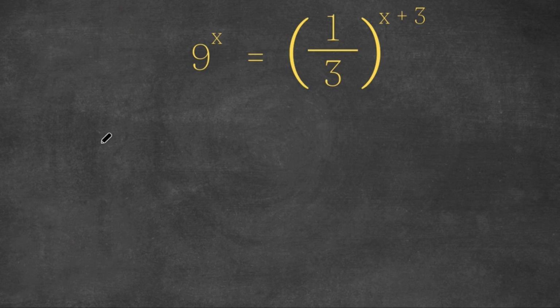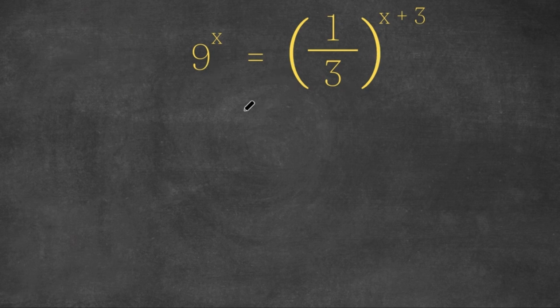In today's video, I'm going to be teaching you guys how to solve this exponential equation. So we have 9 to the power of x is equal to 1 over 3 to the power of x plus 3. Now, whenever we're solving exponential equations such as these ones, we always want to make the bases of the two terms the same. And right now, the bases are 9 and 1/3, which are nowhere near similar.